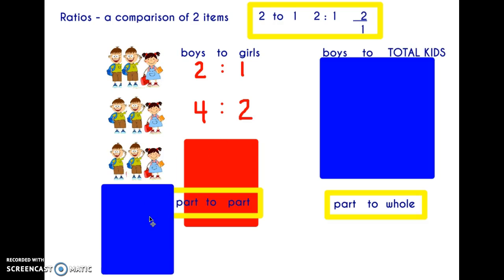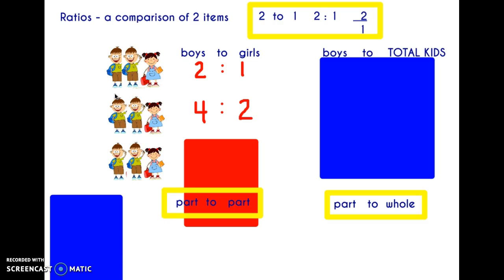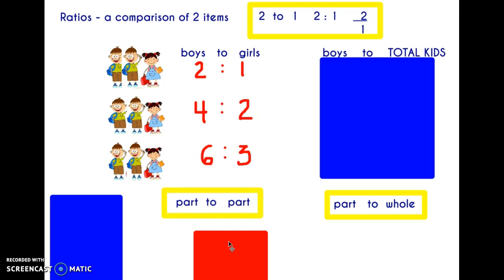Now what happens if we triple the number of kids? So instead of having 2 to 1 here, we have 6 boys and 3 girls. So now our ratio is 6 to 3. And you can see this is a part-to-part comparison. Over here we have a part to whole comparison because we're looking now at boys to total kids.